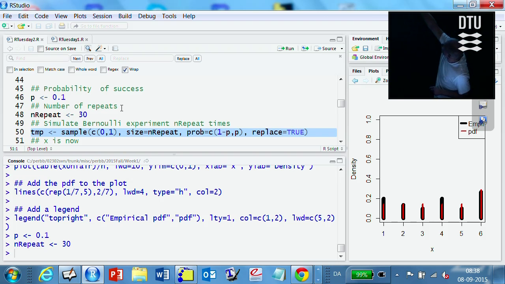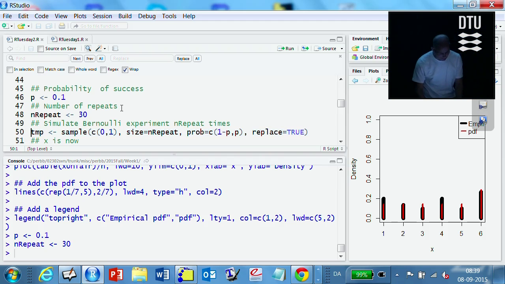I could sample the two numbers 0 and 1. The c(0,1) is, I sample from the 0 and 1. I do it 30 times. I use the p and the 1 minus p. The p goes with the 1, and the 1 minus p goes with the 0. So there's a probability of 10%, 0.10 to get the 1 and a 90% to get the 0.